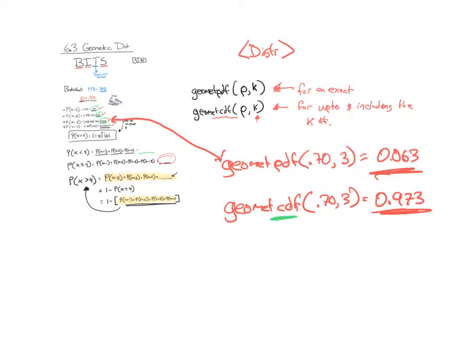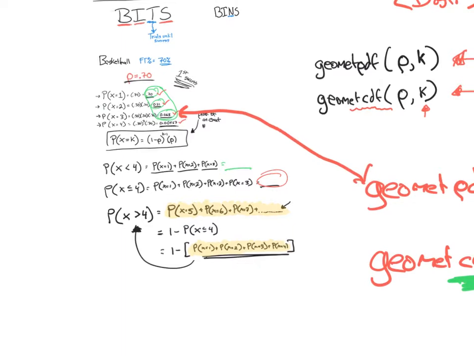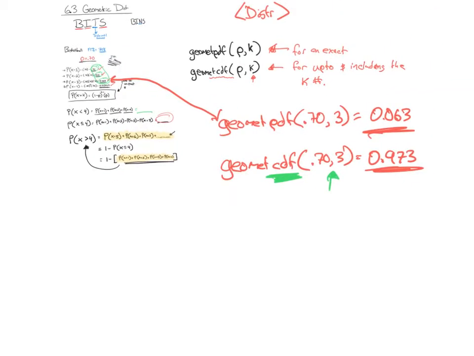Why? Because it's cumulative. It's when do we make our first shot? This is saying that we make our first shot on at most the third shot. So on the first or on the second or on the third. So it is literally taking these 3 and adding them together for us. So GeomCDF is the same thing as the probability that X is less than or equal to 3. That's what it's calculating for me.